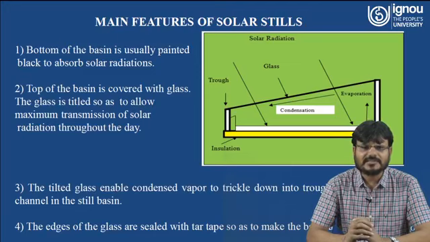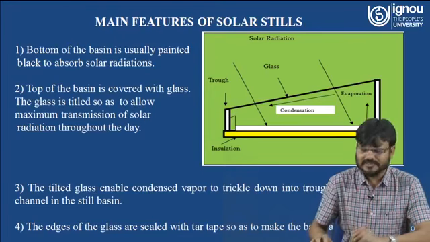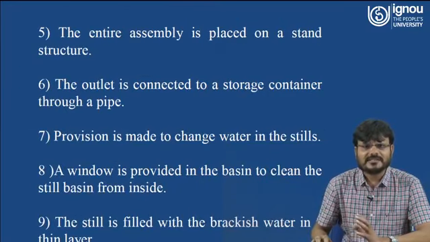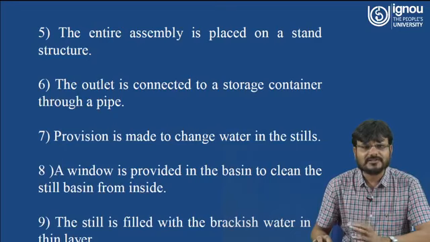The tilted glass enables condensed vapor to trickle down into troughs, a built-in channel in the still basin. The edges of the glass are sealed with tar tape so as to make the basin airtight. The entire assembly is placed on a stand structure. The outlet is connected to a storage container through a pipe. Provision is made to change water in the stills. A window is provided in the basin to clean it from the inside. The still is filled with brackish water in a thin layer.